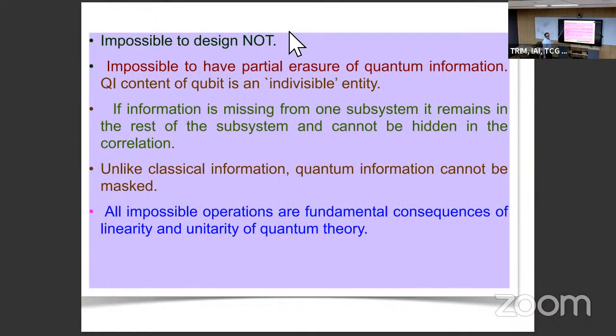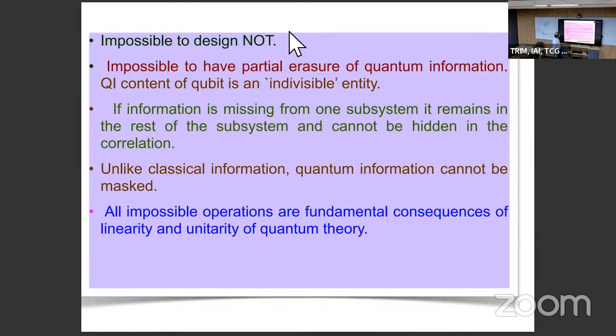I also tried to tell you why you cannot design a NOT gate, and why it is impossible to partially erase quantum information, which tells you that quantum information is some kind of individual entity. And in the no hiding theorem, I tried to convey that if information is missing from one subsystem, it remains in the rest of the universe, and you cannot hide it in the bipartite correlation.